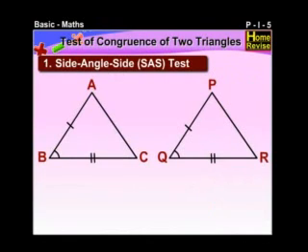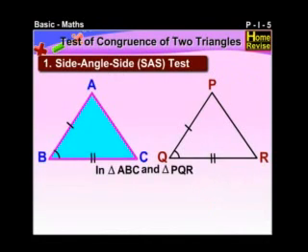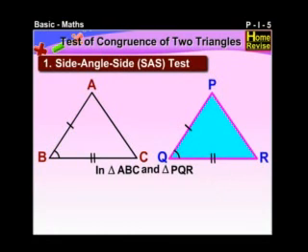Take one example. Now, in triangle ABC and triangle PQR, vertex A corresponds to vertex P, vertex B corresponds to vertex Q, vertex C corresponds to vertex R. In these two triangles, side AB corresponds to side PQ, side BC corresponds to side QR.